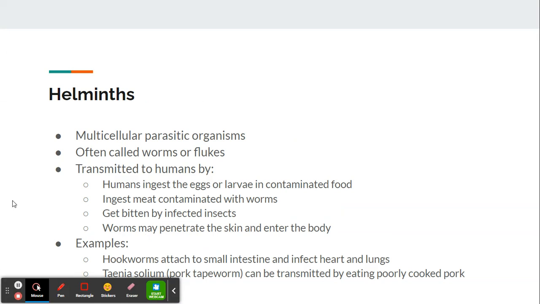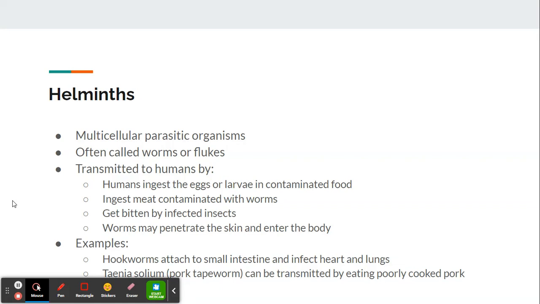So the next thing we're going to talk about is helminths. These are multicellular parasitic organisms that we usually see referred to as worms or flukes. These can be transmitted to humans in a handful of different ways. One is if a human ingests the eggs or larvae found in contaminated food. If you eat meat that's contaminated with worms, if you get bitten by infected insects, or there are certain worms that can penetrate the skin, sometimes through the bottom of the feet or other areas, and enter into the body.